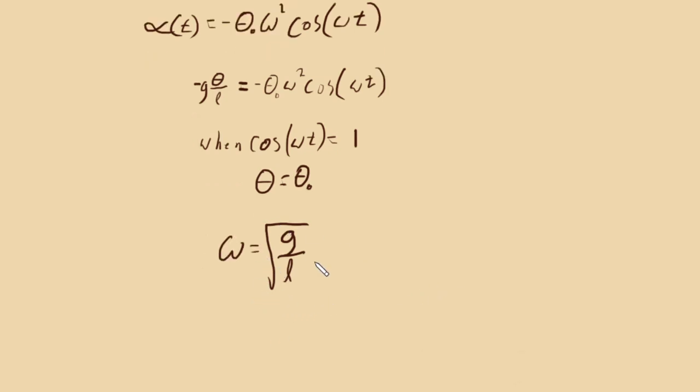So our angular frequency ended up being, for a mass on a pendulum, a simple pendulum, the square root of g over L. And if we look at our formula sheet, this one is under periodic motion. It says omega, and it's got a subscript p there.